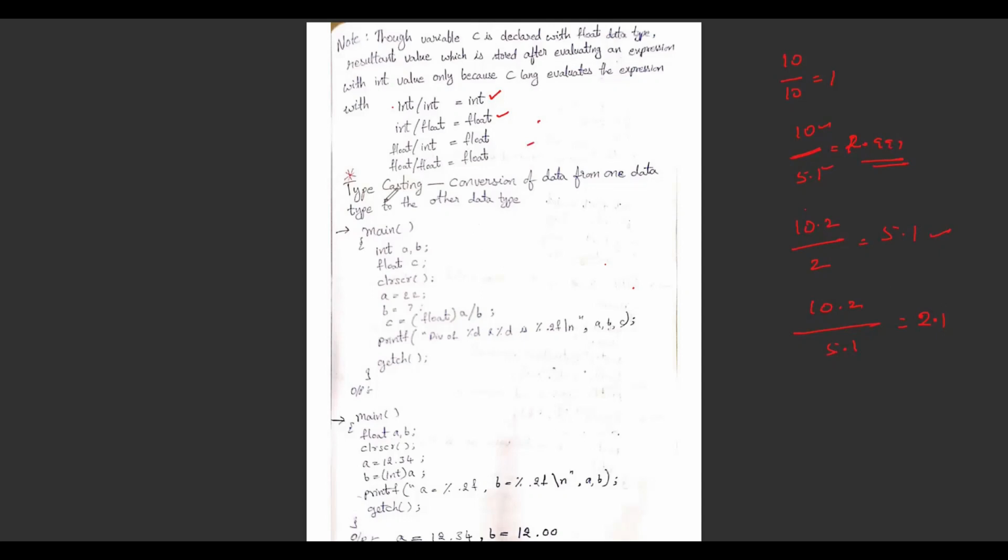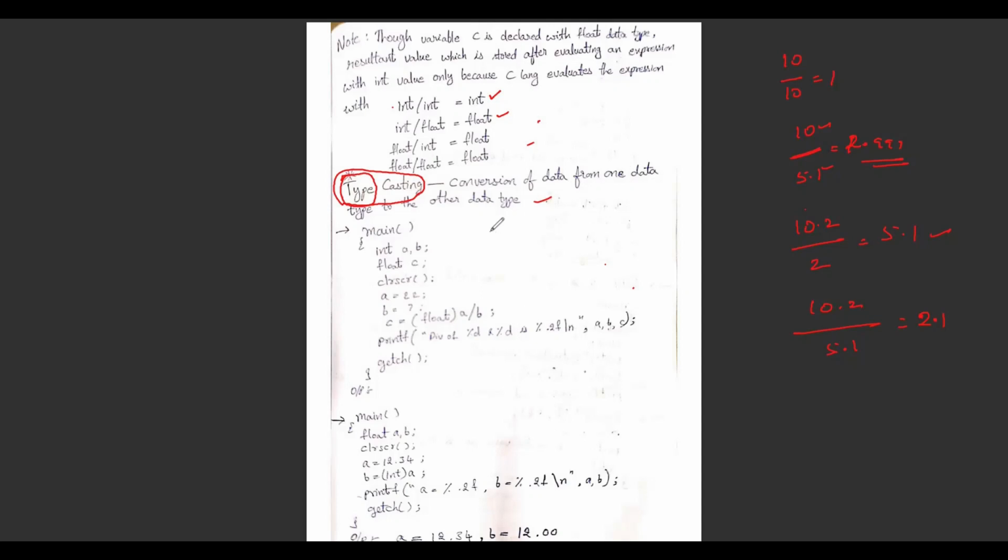Now this is typecasting, a very important interview question as well. What is typecasting? The name itself suggests: type is nothing but data type, and casting is nothing but converting. So it is the conversion of data from one data type to another data type. An integer will be converted into float, and a float will be converted into something else.